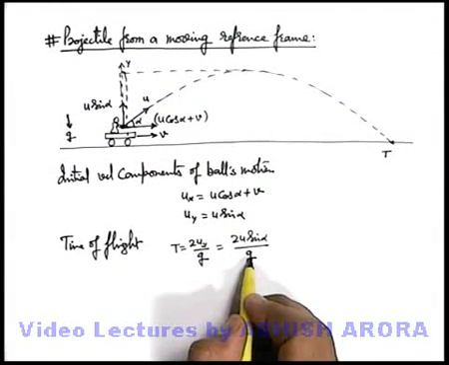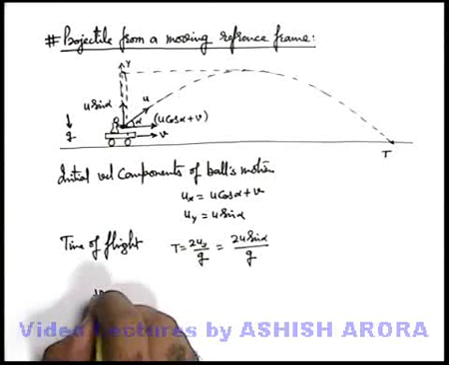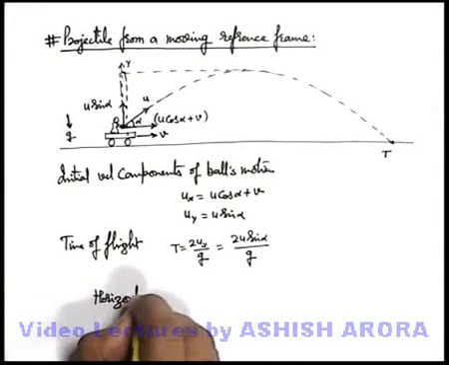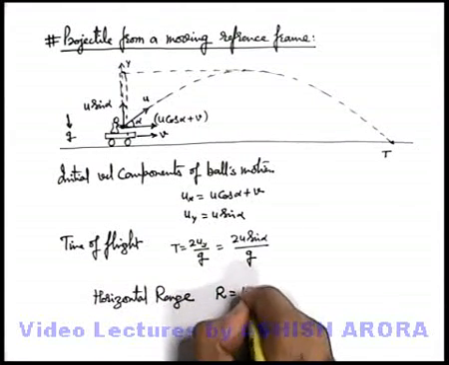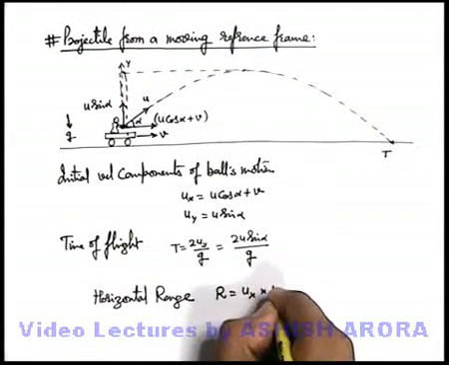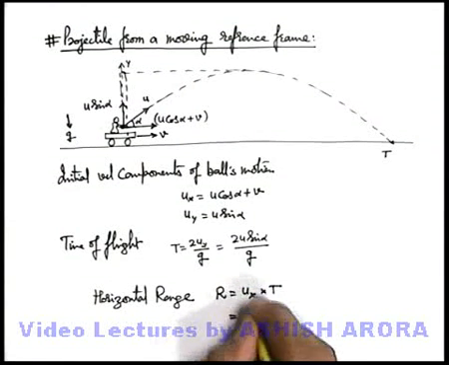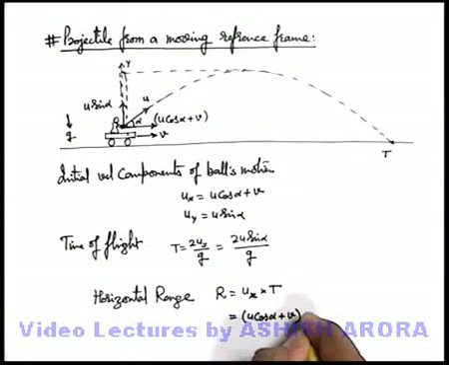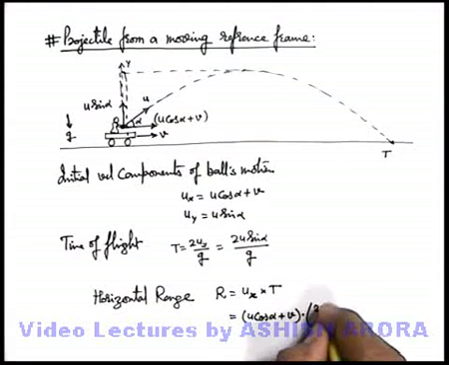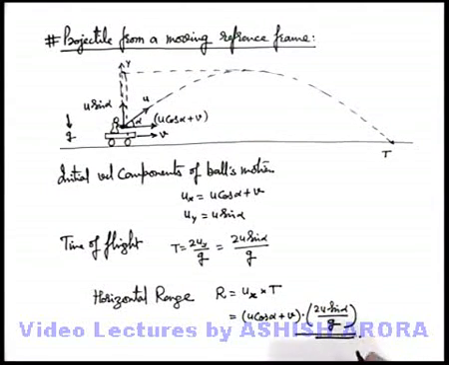Now if we wish to calculate the horizontal range of the projectile, the horizontal range can be written as velocity in the x direction multiplied by the time of flight. So the horizontal velocity, which it was initially having, is u cos alpha plus v, multiplied by the time of flight, that is 2u sin alpha by g. This is the way we calculate the range of the projectile. We'll also see some examples based on this.